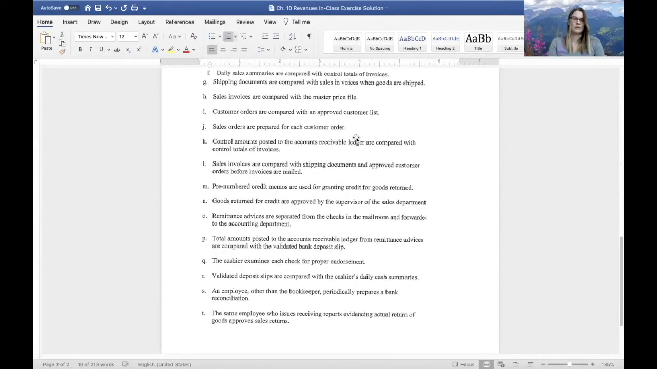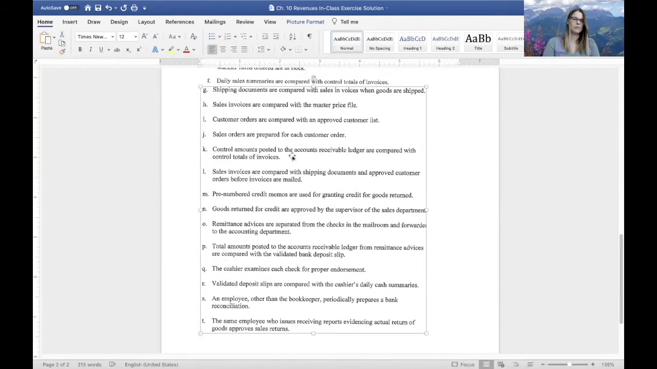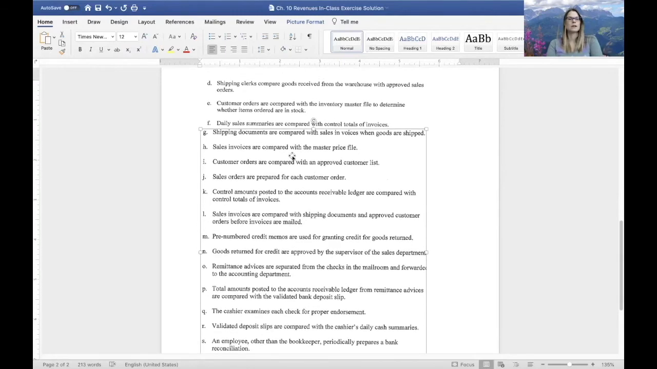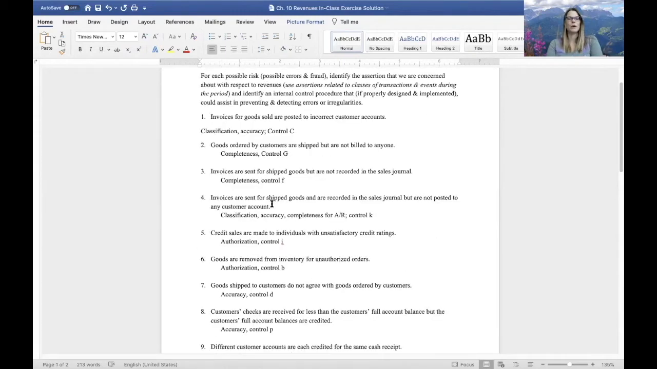So let's see Control K. Amounts posted to AR are compared with controlled totals of invoices. Okay, so this accomplishes my goal of comparing things in AR to either things that are invoiced or things that are recorded in sales, which should be exactly the same. Right? Thanks to Control F, those two things should be exactly the same. So Control K is accomplishing that.